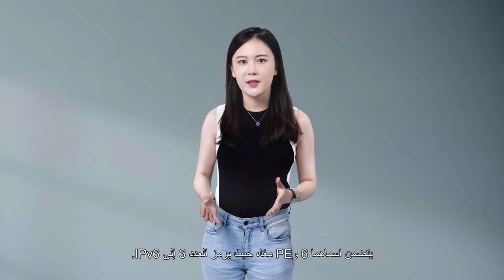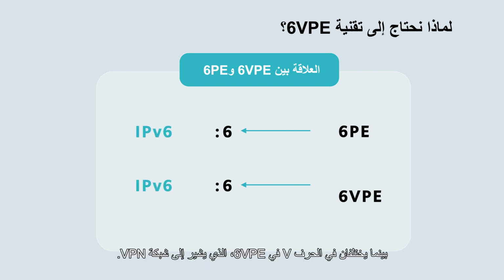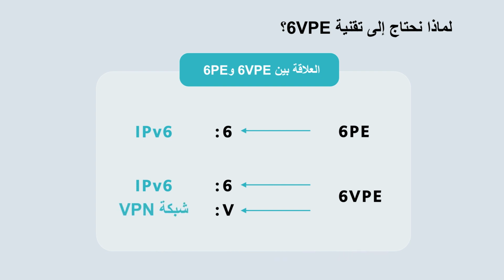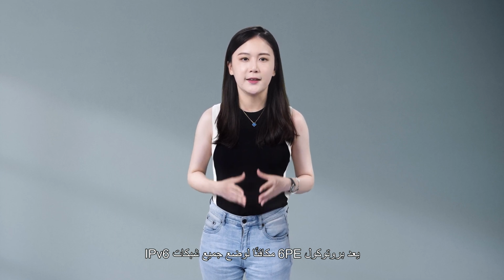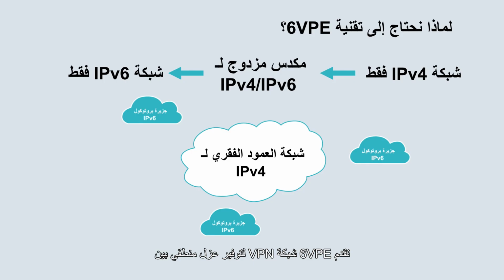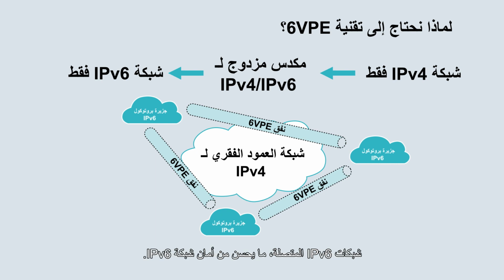Both have 6 and PE in their names, where 6 stands for IPv6. Where they differ is the V in 6VPE, which stands for VPN. 6PE is equivalent to placing all IPv6 networks connected through 6PE in one VPN. As a result, it can only be used for open and unprotected connection between IPv6 networks. 6VPE introduces VPN to provide logical isolation between connected IPv6 networks, improving IPv6 network security.